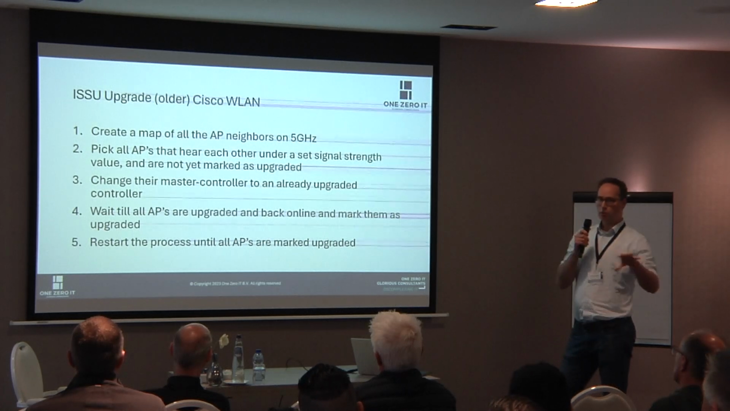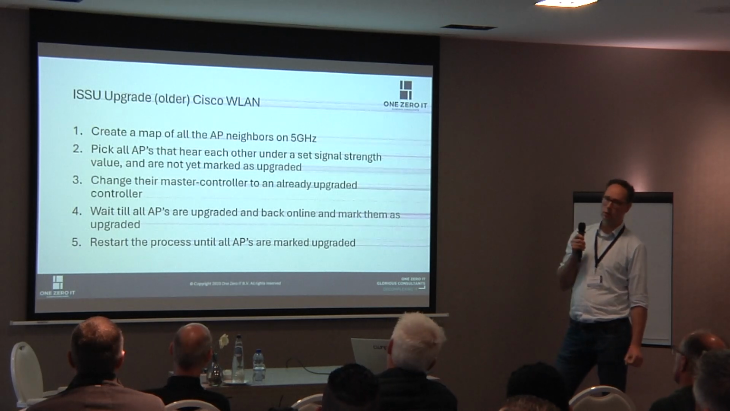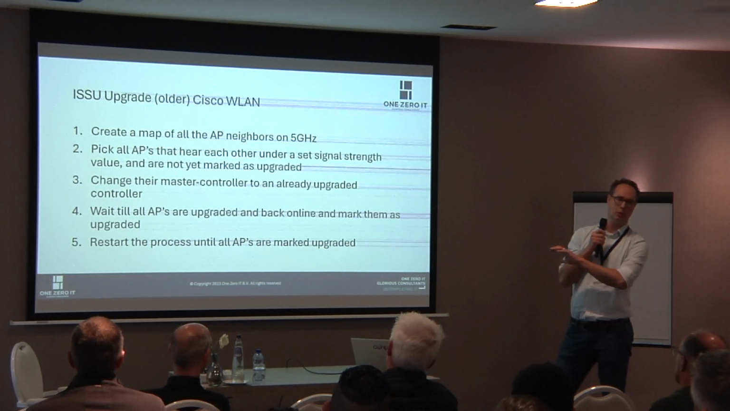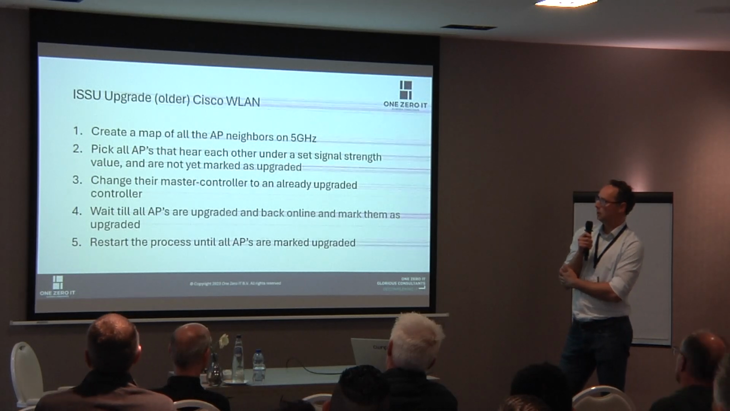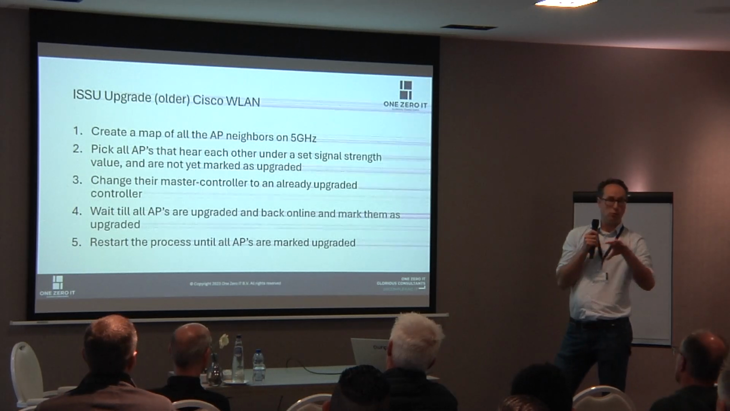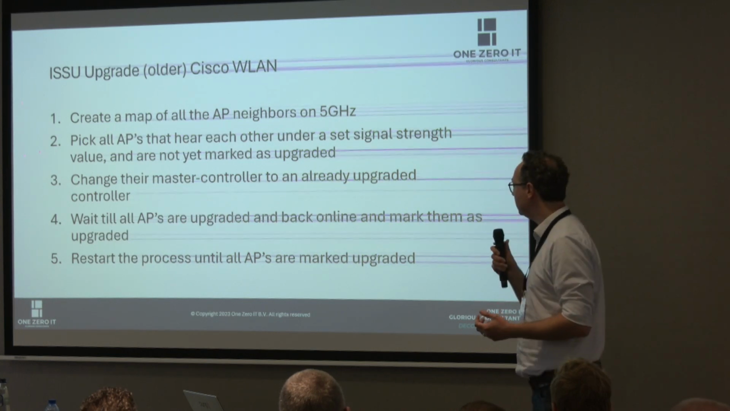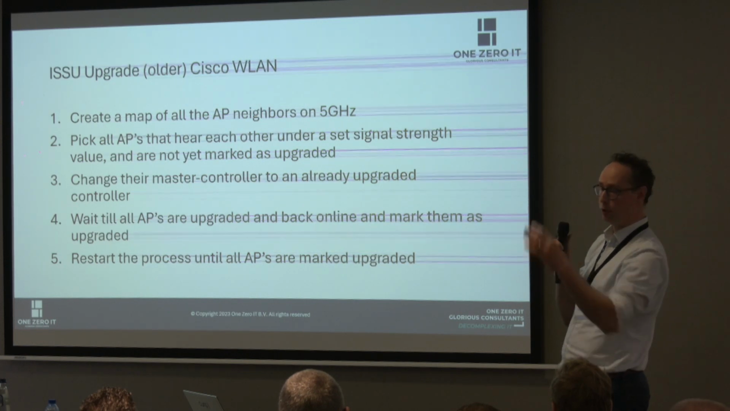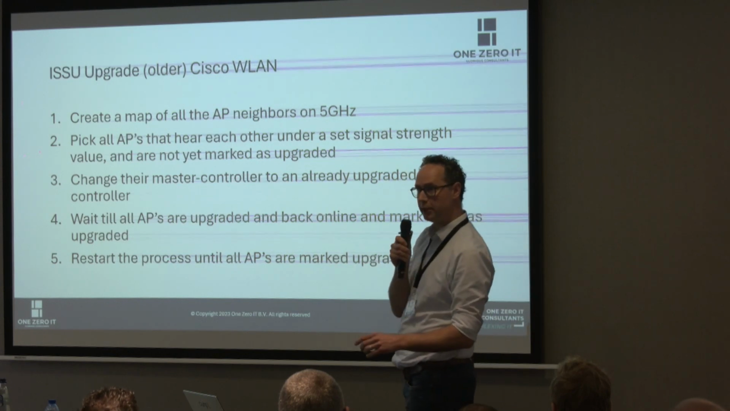Then, of all those IPs that I picked, I changed the master controller so they are set to an upgraded controller. They go through the process of reboot, getting the image and upgrade. Then I wanted my script to verify that all the IPs that I wanted to upgrade are back online, and once they are back online, I mark them as upgraded, and I do the whole process again. But I ignore the ones that are already upgraded.